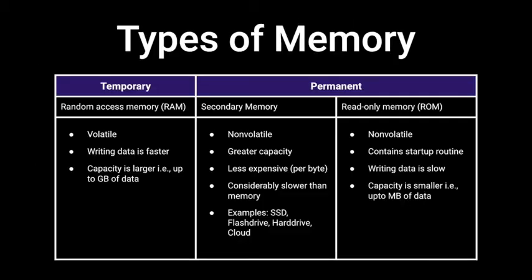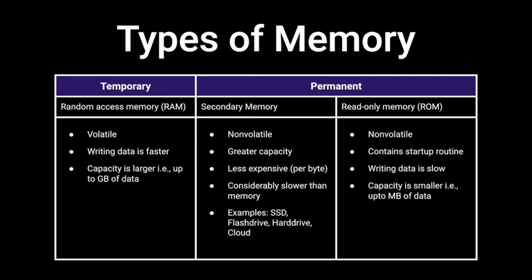There are two types of storage: your temporary storage and your permanent storage. Let's start off with the temporary storage. Temporary memory is volatile. Volatile memory means that when there is no electricity passing through your computer, everything stored in this memory will be erased.